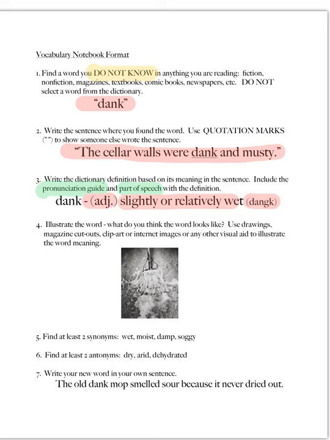So number 5 and 6, we're going to use my favorite tool. We're going to use the thesaurus, and I'll show you some really good tools in a little bit. So the thesaurus is where you're going to find synonyms, which means words that have the same or similar meaning, and you're going to find antonyms, which are words that have the opposite meaning. So words that mean something similar or the same to dank would be wet, moist, damp, and soggy. And words that are the opposite of dank would be dry, arid, or dehydrated.